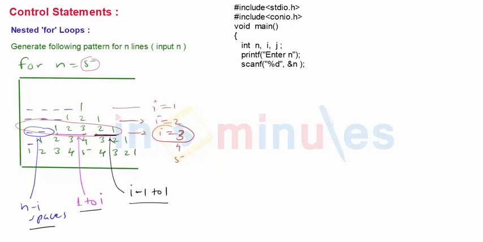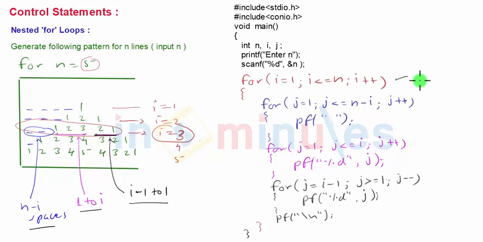So the overall program will be like this: a first for loop, the major for loop, that goes 1 to n, then a loop inside it to print n minus I spaces. There is a pink loop over here that prints 1 to I numbers, that is this part, and there is a black loop that prints I minus 1 to 1 numbers in decrementing order, and then there's a new line.